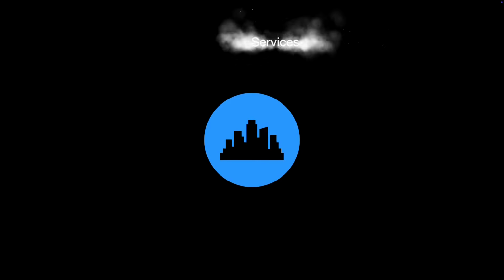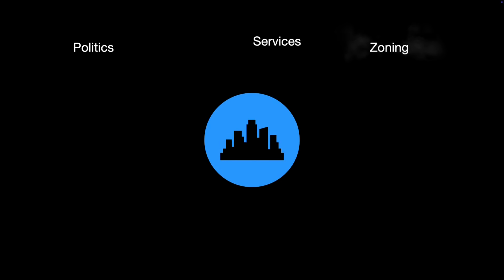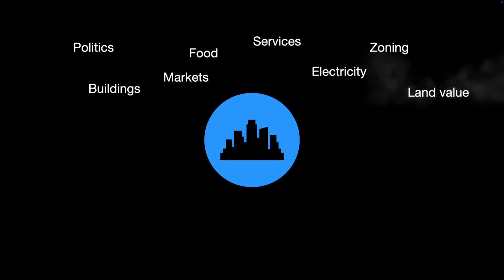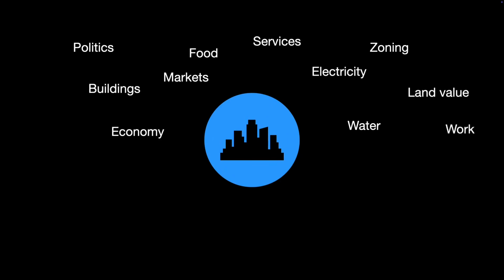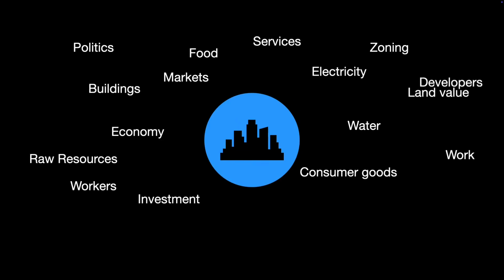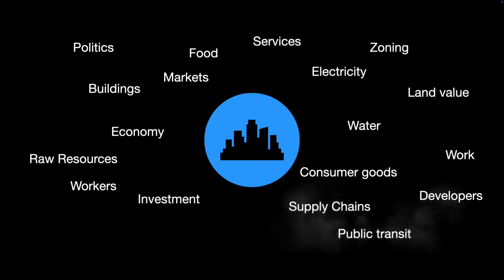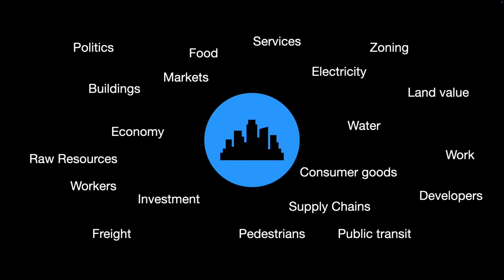You have services, politics, zoning, food, electricity, markets, buildings, land value, water, the economy, work, raw resources, consumer goods, workers, investment, developers, supply chains, public transport, pedestrians, freight, and lastly, traffic. Now, these are all just systems upon systems to simulate a city.